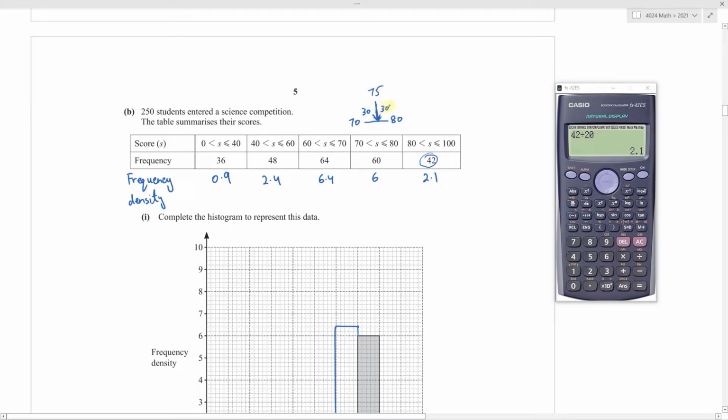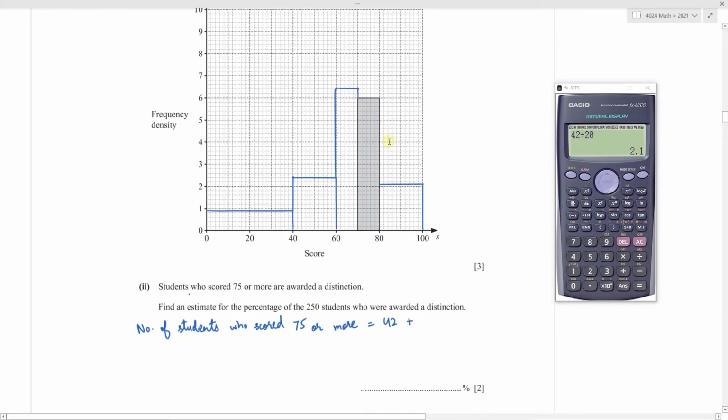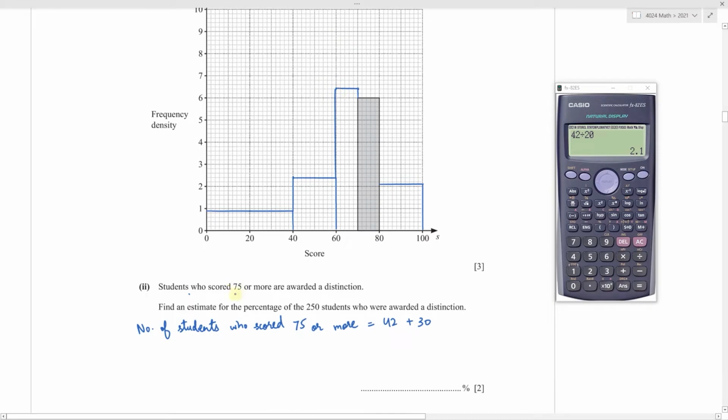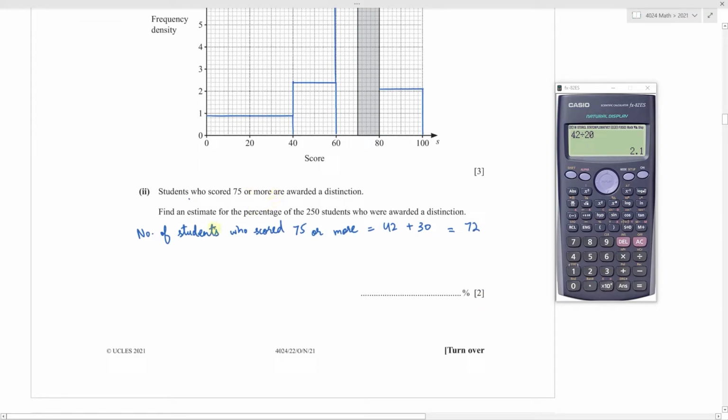So we can say 30 scored 75 or more and 30 scored less than 75 to make up this 60, which is between 70 and 80. So 42 plus 30, and of course all of the rest of the intervals are less than 75. Since we are interested only in students who scored 75 or more, this will be our number. So 72 students scored 75 or more.